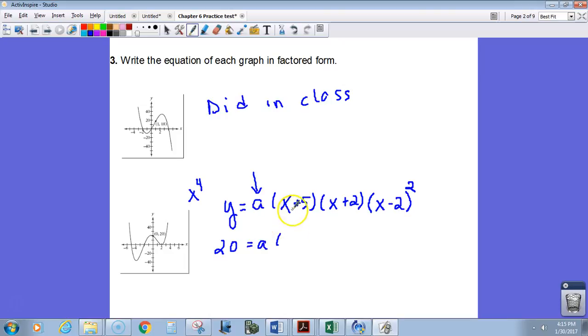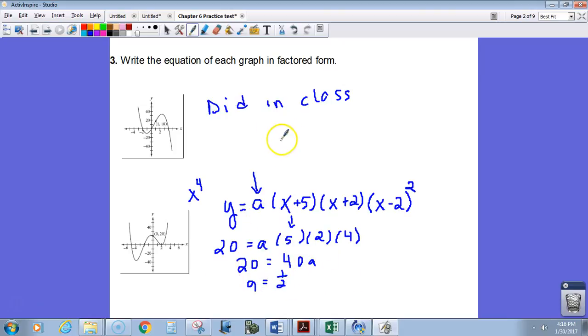So 0 plus 5 is just 5. 0 plus 2 is just 2. And 0 minus 2 is negative 2, squared is positive 4. Okay, so 5 times 2 times 4 is 40. So 20 equals 40 times a. So a is just equal to 1/2 because 1/2 times 40 is 20.